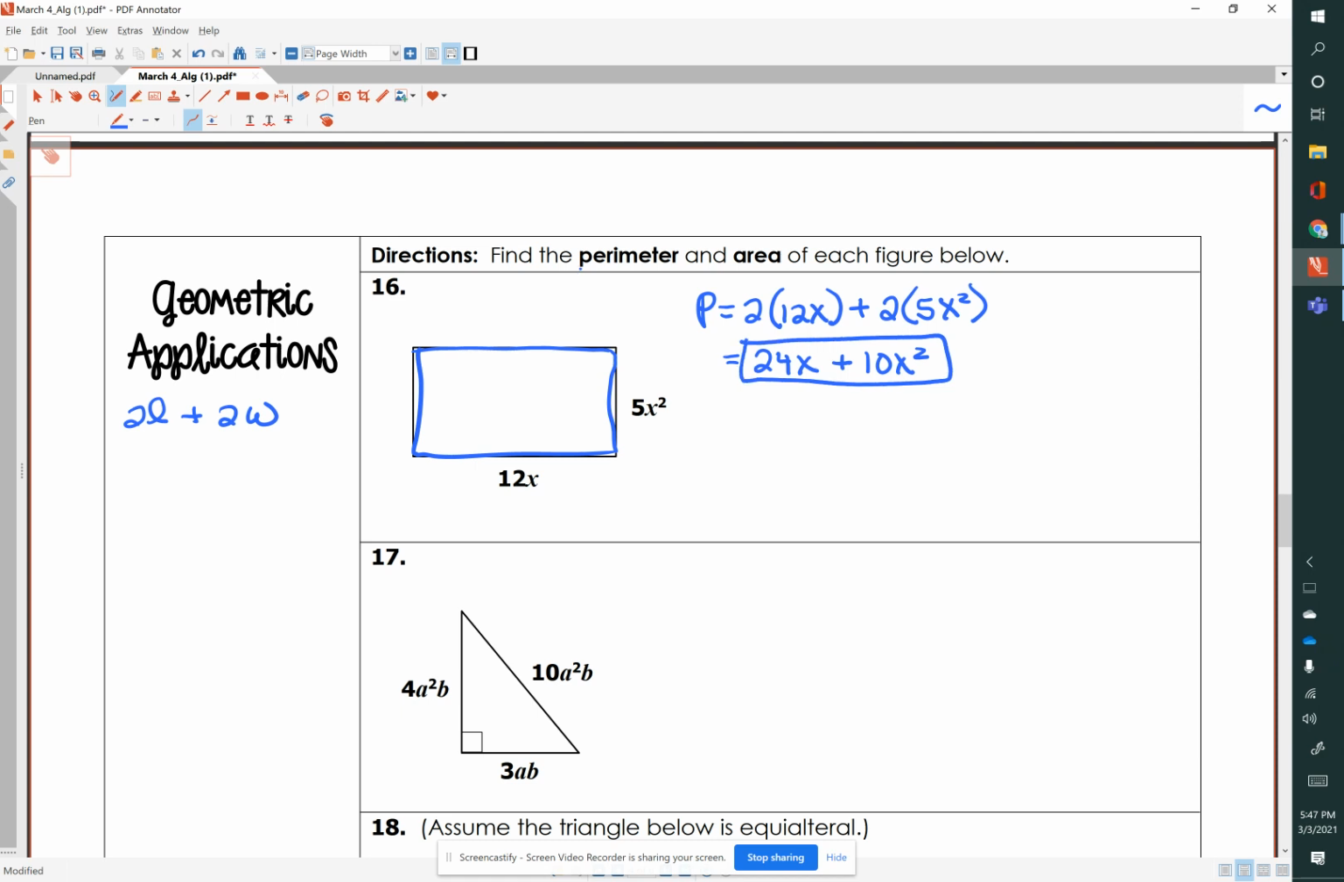Now, they've also asked us to find the area. Now, area is length times width. So now, A for area, we're going to multiply 12x times 5x squared. We'll use those product rules. So 12 times 5 is 60, and x to the first power times x to the second power is x to the third power. So that's our area.